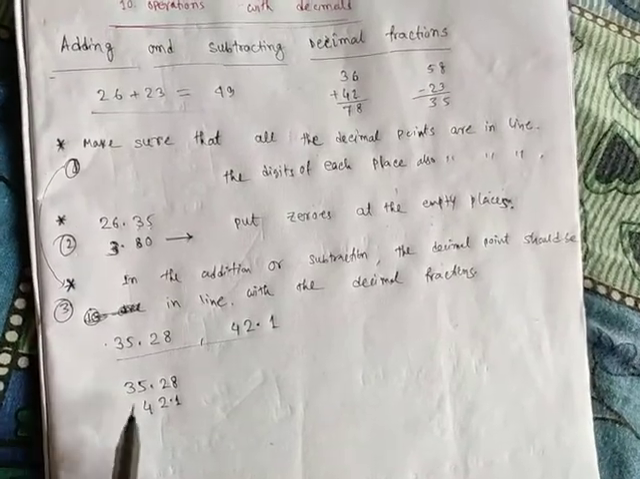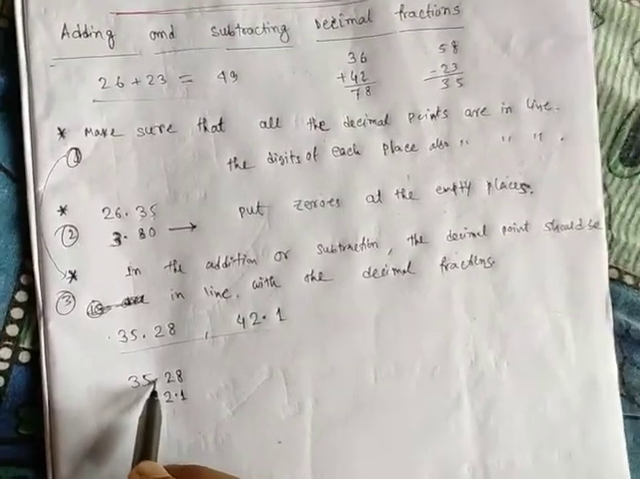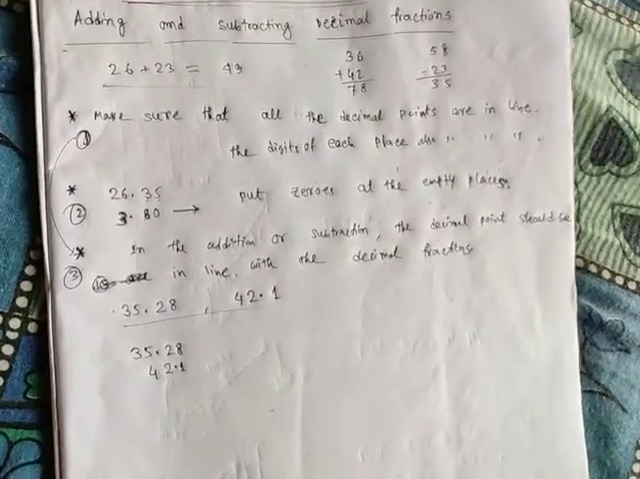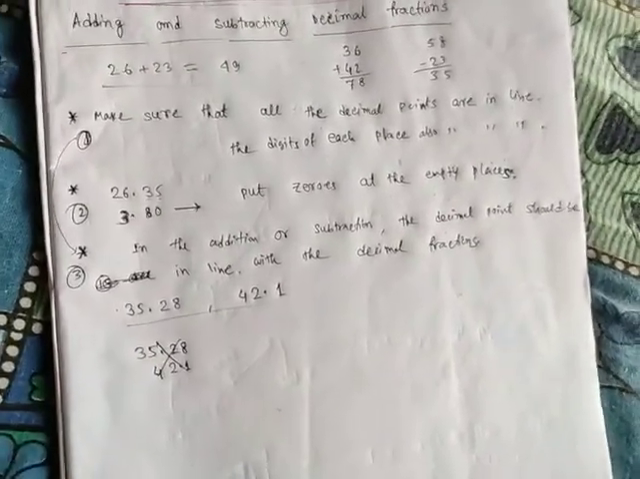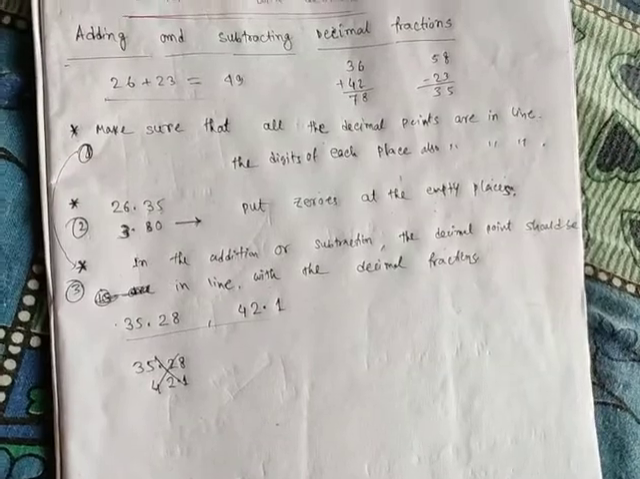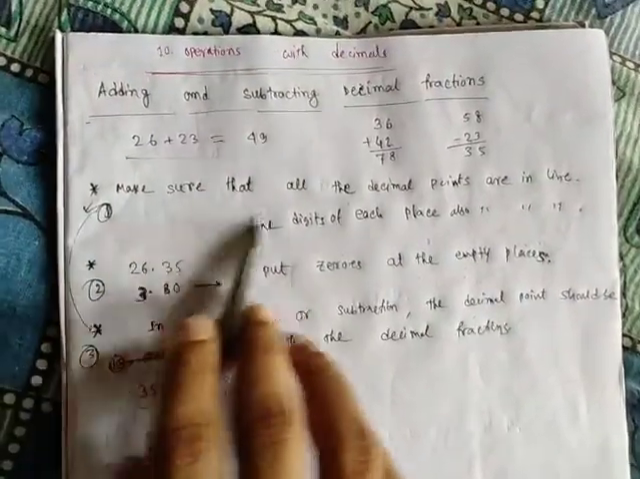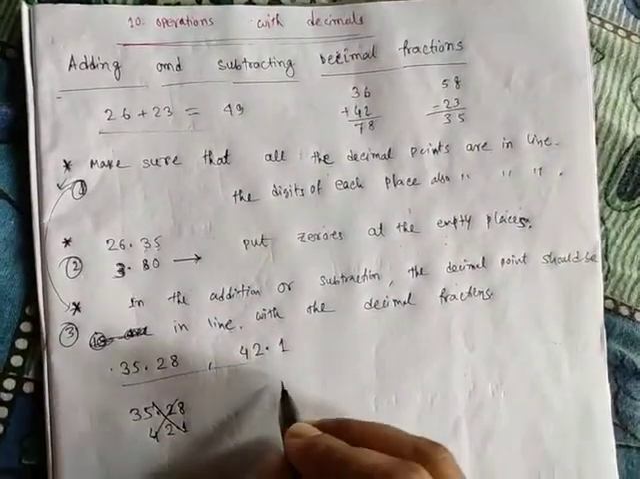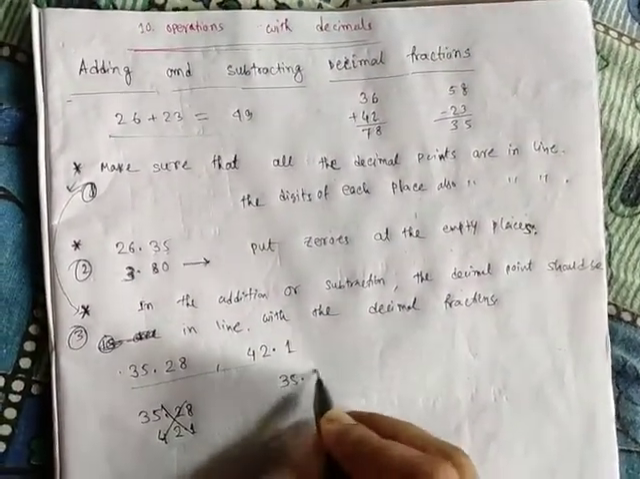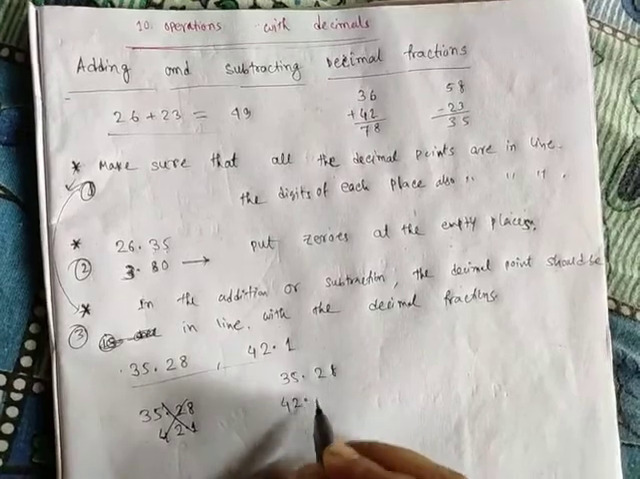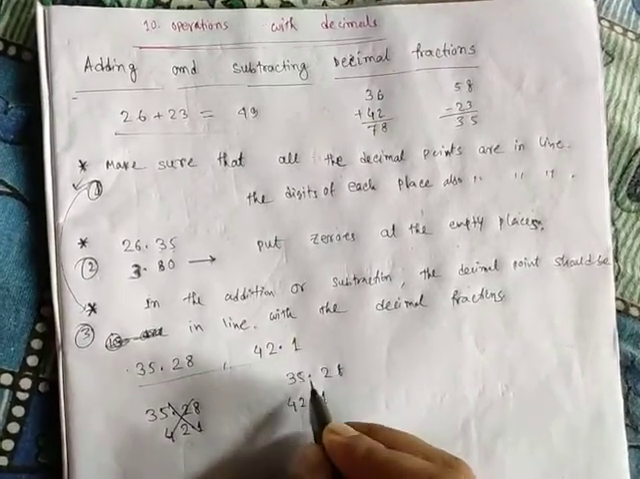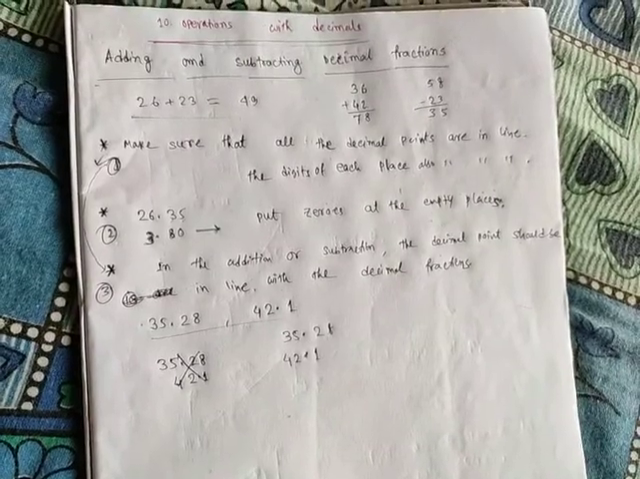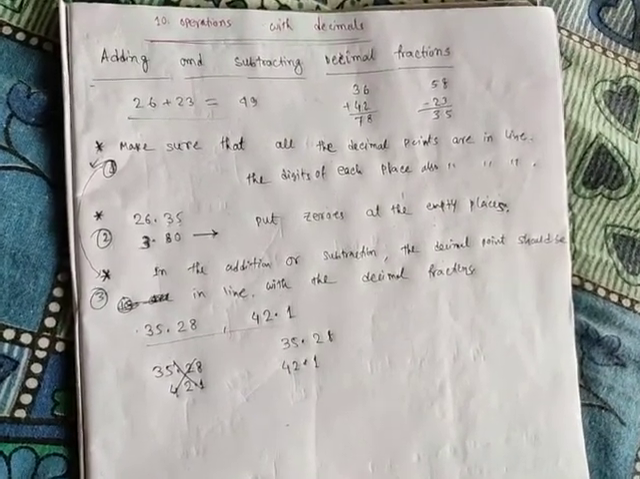See, here the decimal point is in the third place, but here the decimal point is in the second place. So this is wrong. This is a wrong representation. That is the first point: make sure that all the decimal points are in line. That means 35.28 and 42.1 should be in line. Clear?